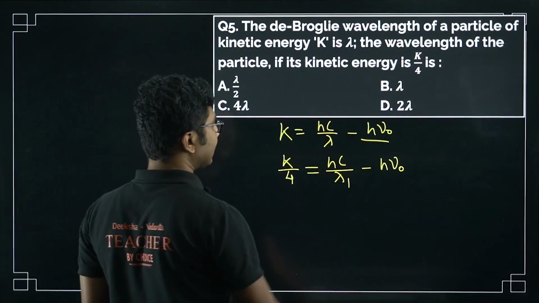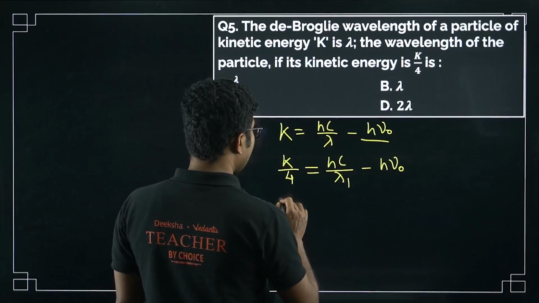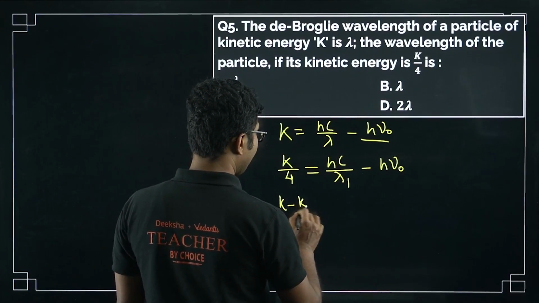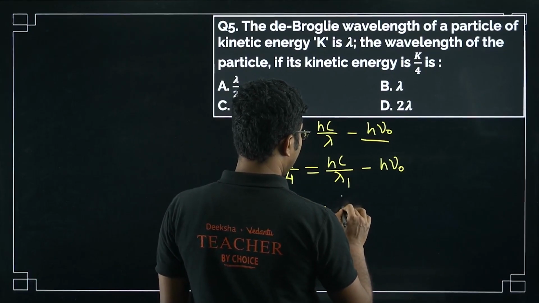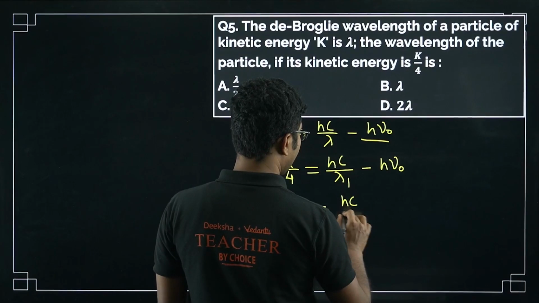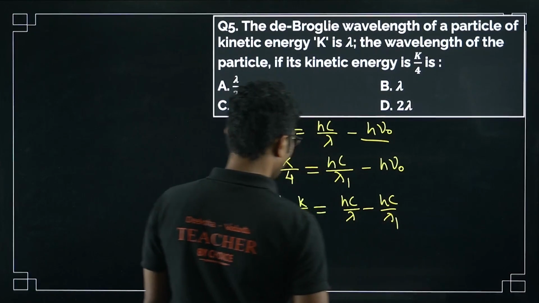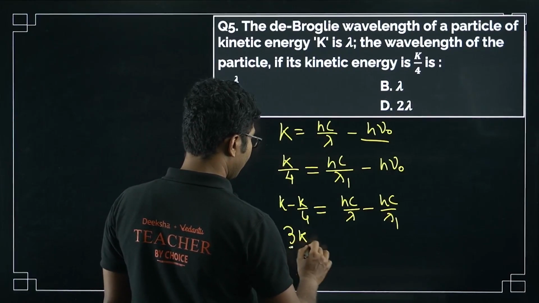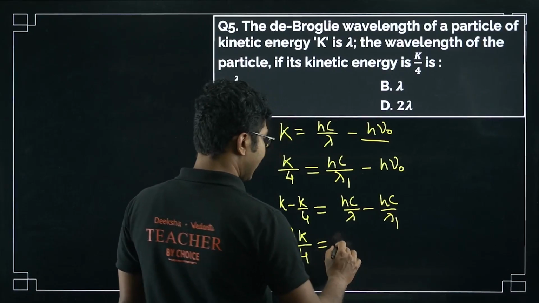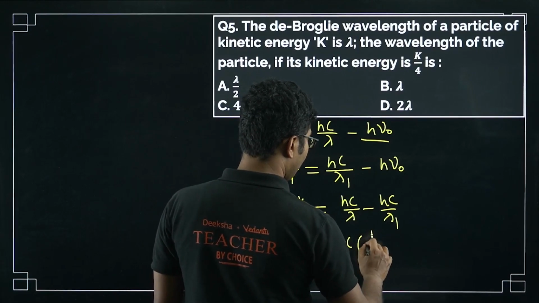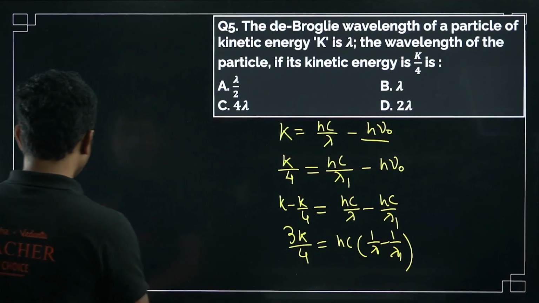Let's do the subtraction over here. If you do the subtraction, we get K minus K by 4 equals hc by lambda minus hc by lambda 1, or it will be 3K by 4 equals hc times (1 by lambda minus 1 by lambda 1), since hc is common. Let's solve it in a different way.